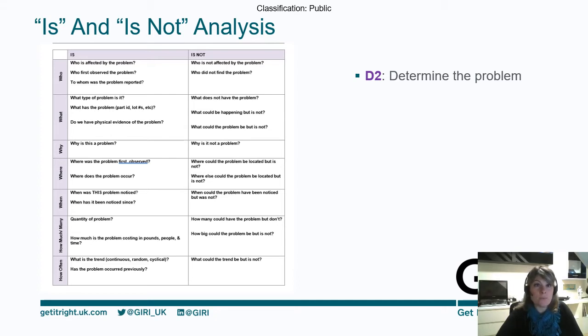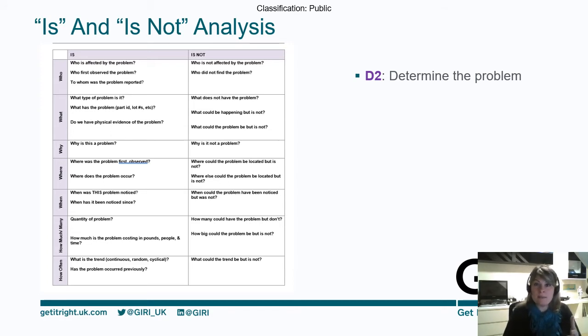So for example, who is affected by the problem, who could be affected by the problem but they are not, and who could be a person, or it could be a series of tools or joints or something like that. And then also what. So what is the problem? What is the type of the problem? What could the problem be but it is not? Why is this a problem? Why is it not a problem?